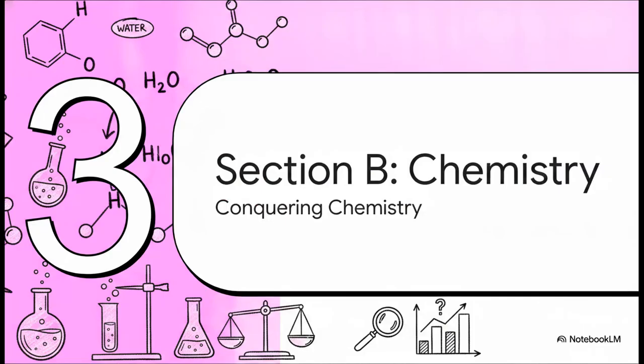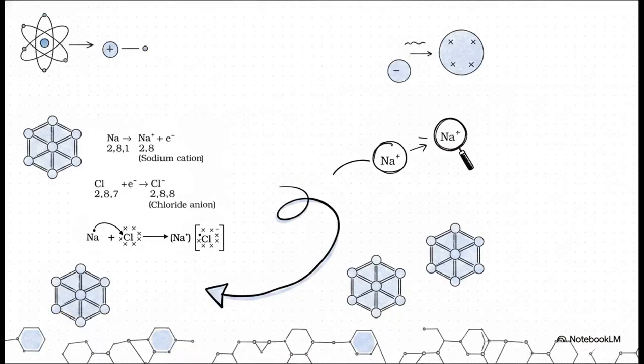Okay, Section B, conquering chemistry. Let's switch gears a bit. When it comes to chemistry, diagrams and super clear comparisons are absolutely your best friends. For instance, when you're asked about ionic bonding, like the formation of sodium chloride, please don't just write a massive paragraph. Draw this exact electron dot transfer instead. Show that single valence electron moving from sodium to chlorine to form a positive sodium cation and a negative chloride anion.